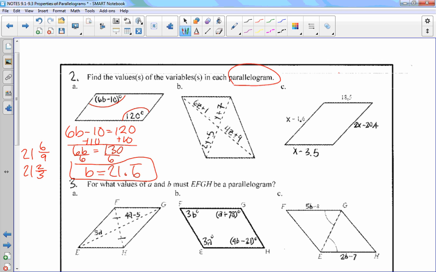Okay, let's look at part B. Let's find z, because we're on a short day and running out of time. How do we find z? They're equal to each other, because you know something about the diagonals. Diagonals bisect each other, so we'll have two congruent pieces. 6z plus 1 equals 4z plus 9. That's a 9, by the way.